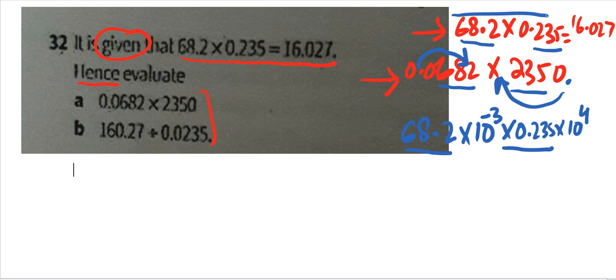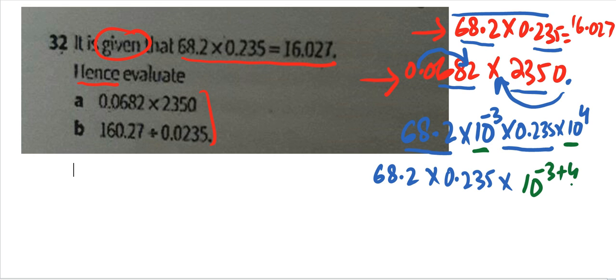Now if you observe carefully, this is 68.2 times 0.235, the same number that was given to you. So I can rearrange these numbers: 68.2 times 0.235 times 10 raised to the power -3 and 10 raised to the power 4. When I multiply them, their powers add, so that becomes 10 raised to the power 1, and the answer of this expression is 16.027 times 10 raised to the power 1.